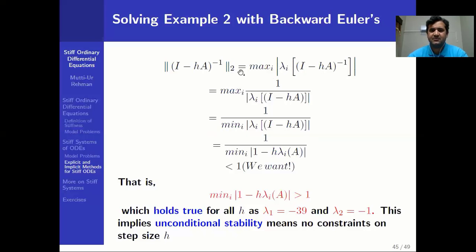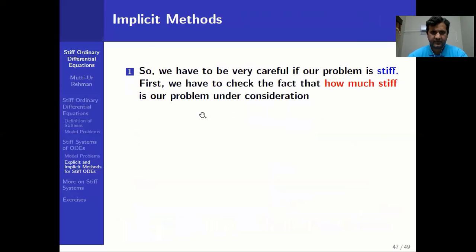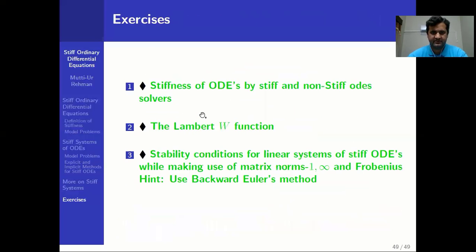What will happen if you use the matrix 1 norm? I think you will get maybe a slightly different result. And similarly, if you use the matrix infinity norm or the matrix Frobenius norm, you will get different results. So please try to understand that as well. Okay, so this is what I want to say.